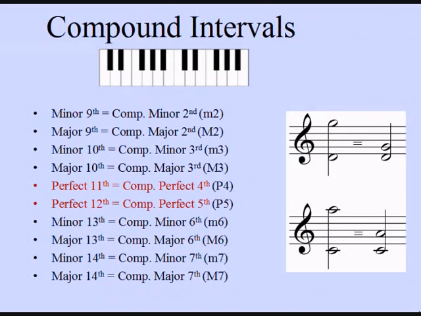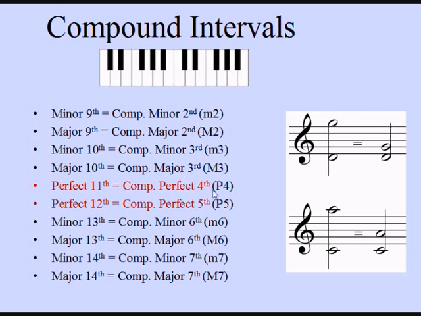Finally, we talk about compound intervals. What happens to an interval where it exceeds the eighth? For example, we have these two intervals here. These are actually wider than an octave. What we do is just take the top note and drop it one octave. This is a G. We drop it to the other G here, and then we can easily see that this is a fourth. Well, if this is a fourth, therefore this is a compound fourth.